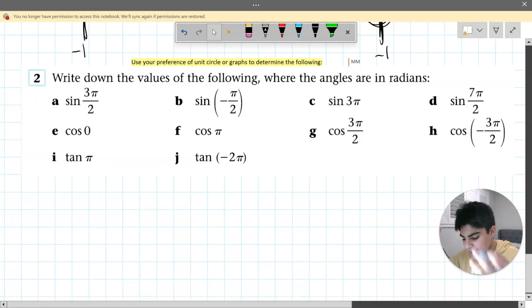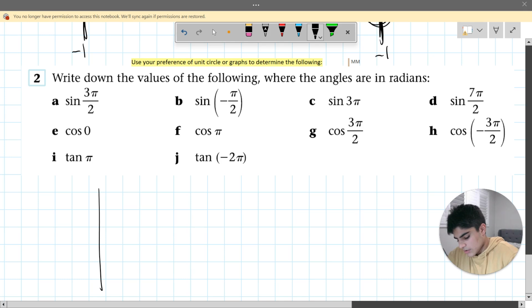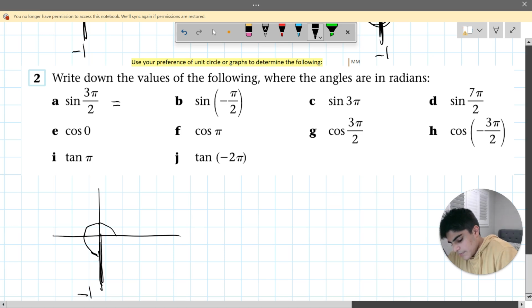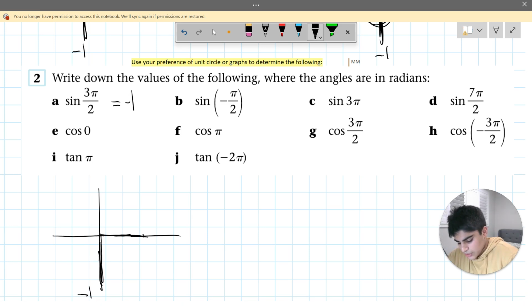Last question. We're doing the same thing except the angles are in radians. Sine 3 pi on 2. Okay. This is pi on 2, 2 pi on 2, which is pi, 3 pi on 2. Over here, sine equals -1. Cosine 0 is at this point. At 0 degrees, cosine equals 1.